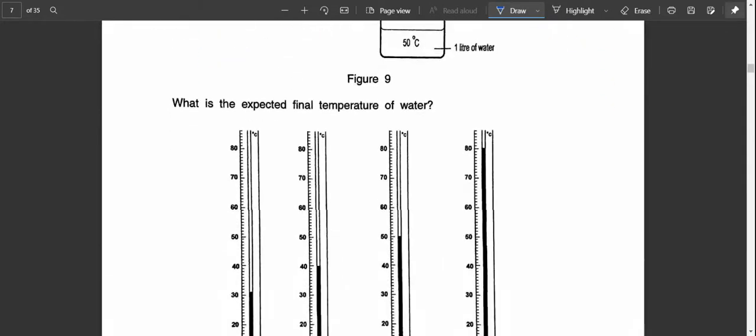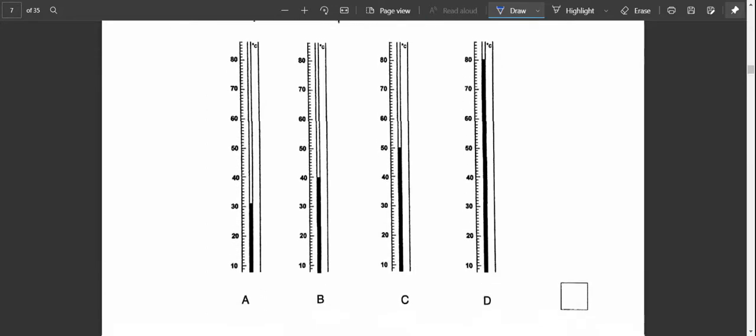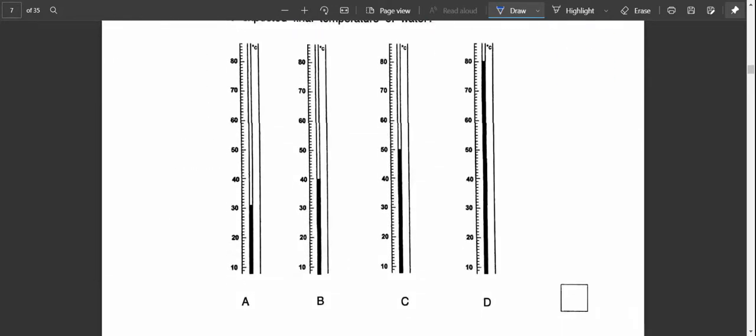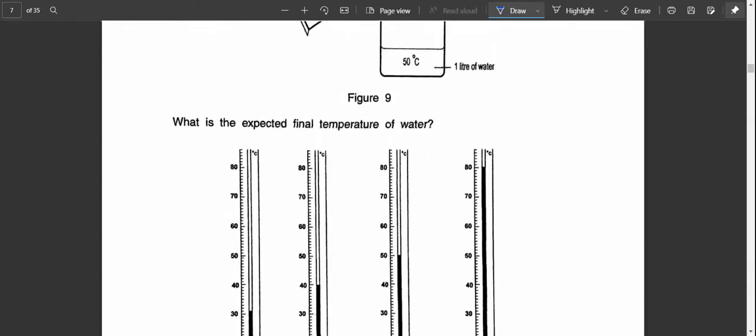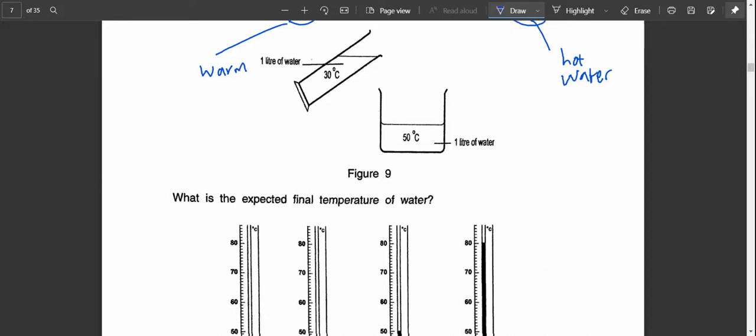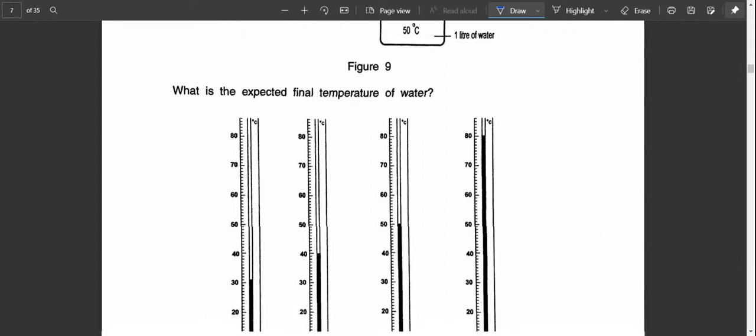So most likely the temperature will be around B. Should be around B. In this case, you're fortunate because 50 plus 30 is actually 80, and then you can divide by 2, which becomes 40 as well.